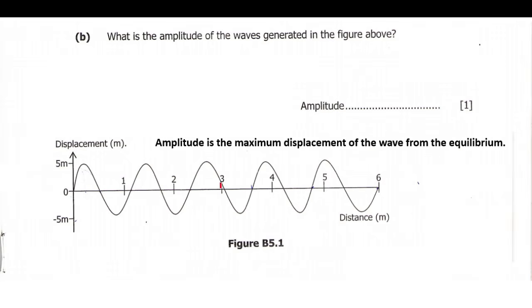So this line here represents the equilibrium, and the highest point of the wave is the maximum displacement. So the distance is this. This is what we mean when we say the amplitude, the distance from this line to the maximum point where the wave reaches. It can be also from this to there. So how do we read? We read it from the vertical axis, where this is at 0, and at this point, which is the maximum, it is at 5. So the amplitude then is 5 meters.